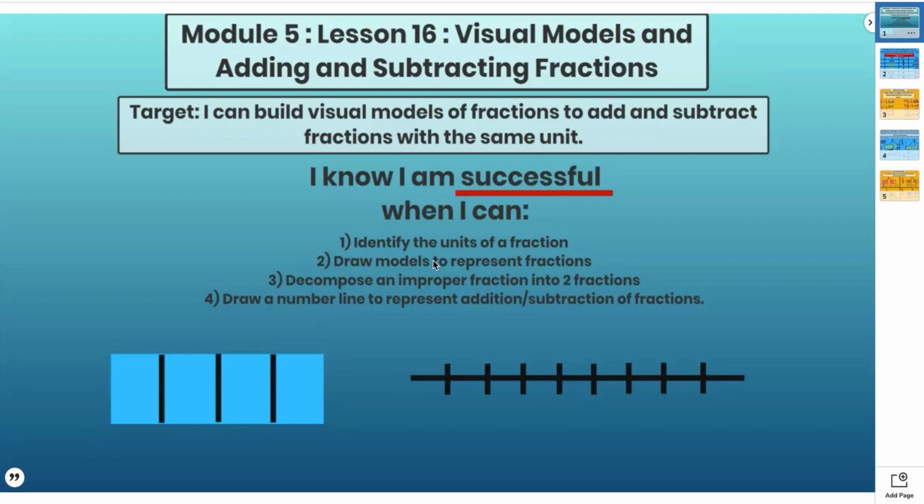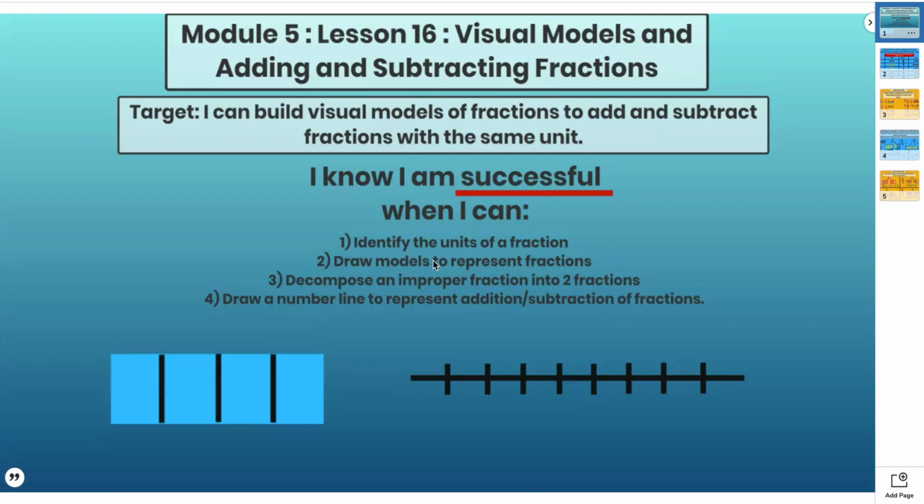All right, so take a look at the target and read it along with me, okay? I can build visual models of fractions to add and subtract fractions with the same unit. All right? And our success criteria is here.